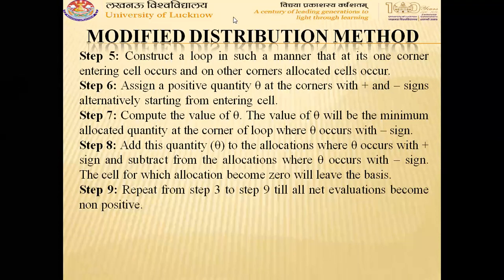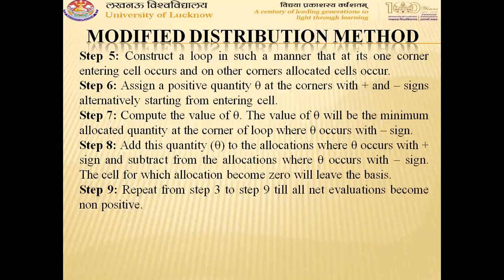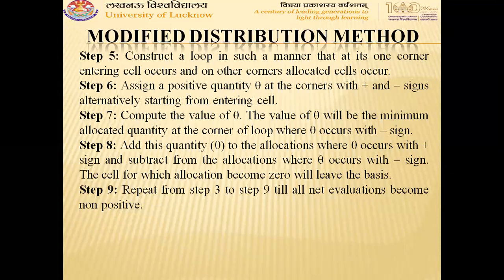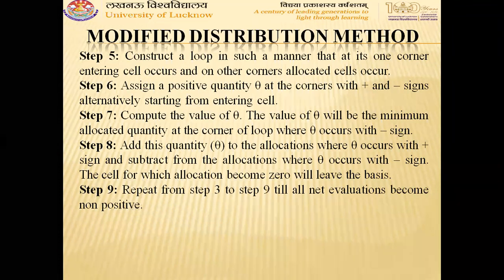Now the next step is to construct a loop in such a manner that the entering cell occurs at one corner of the loop, and at the other corners allocated cells occur. How it is constructed I will discuss later. Assign a positive quantity theta at the corner points with plus and minus signs alternatively, starting from the entering cell.